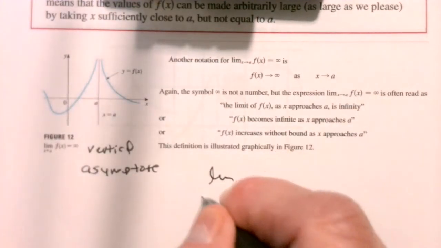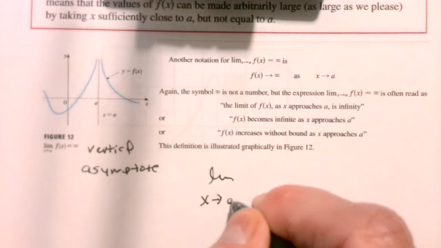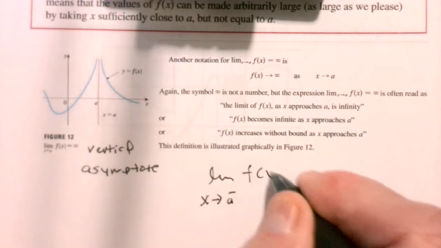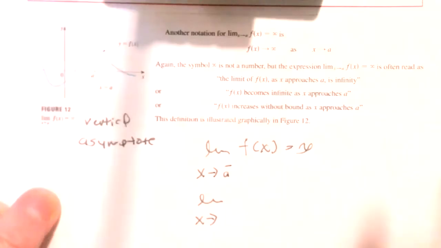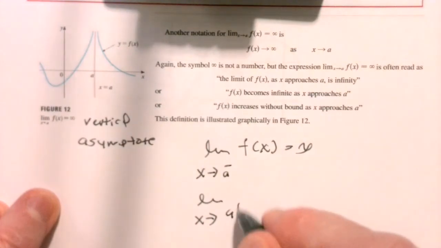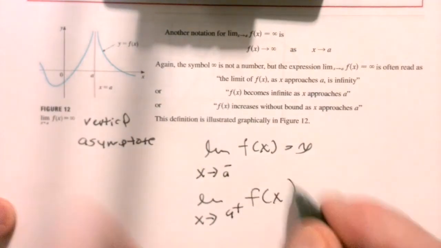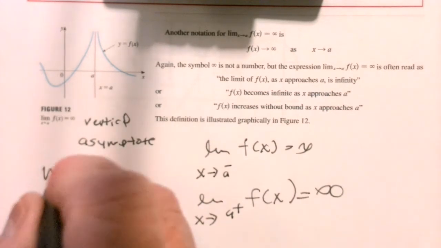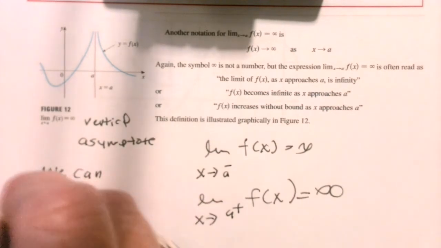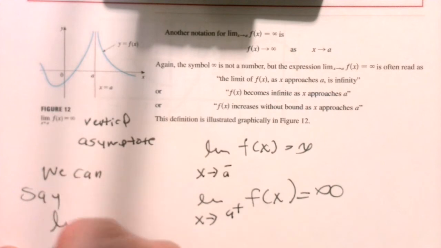The limit as x approaches a from the left is infinity. The limit as x approaches a from the right is infinity. So the limit does not exist, but we can say the limit as x approaches a of f of x equals infinity.